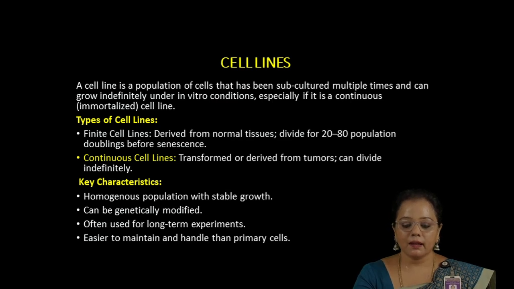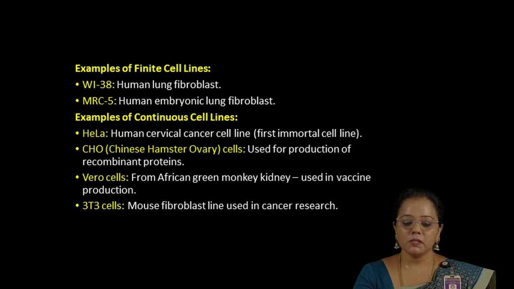So the key characteristics of cell lines are that they are homogeneous in population and can be genetically modified. Often they are used for long-term experiments. They are easier to maintain and handle than primary cells. So what are the examples of finite cell lines? WI-38, which is human lung fibroblast, and MRC-5, human embryonic lung fibroblast.